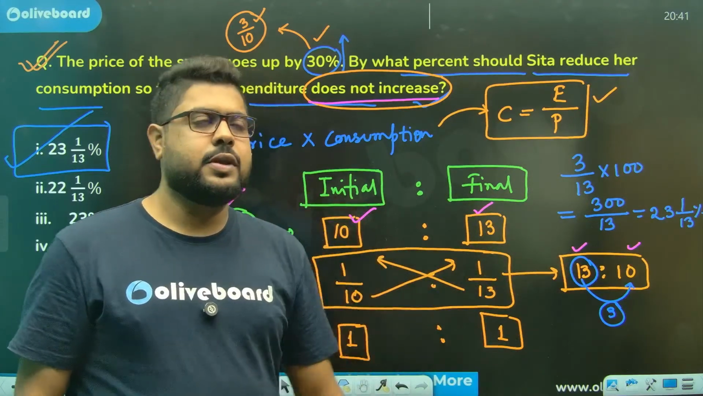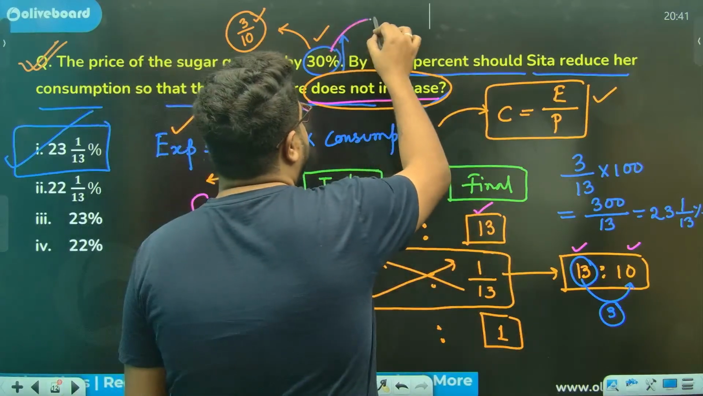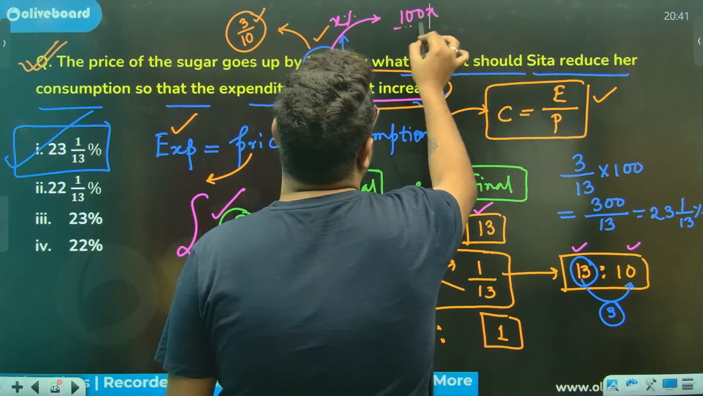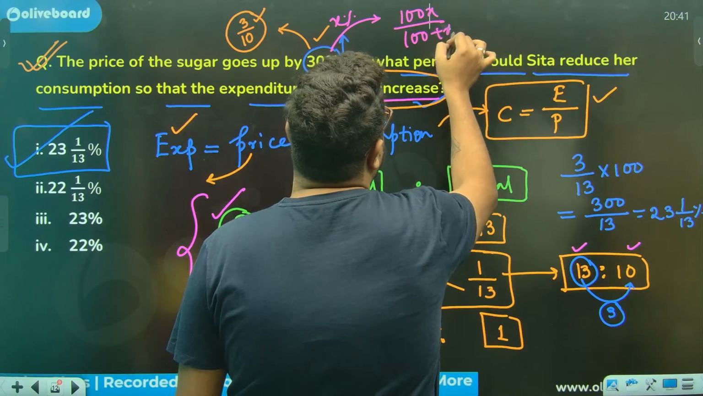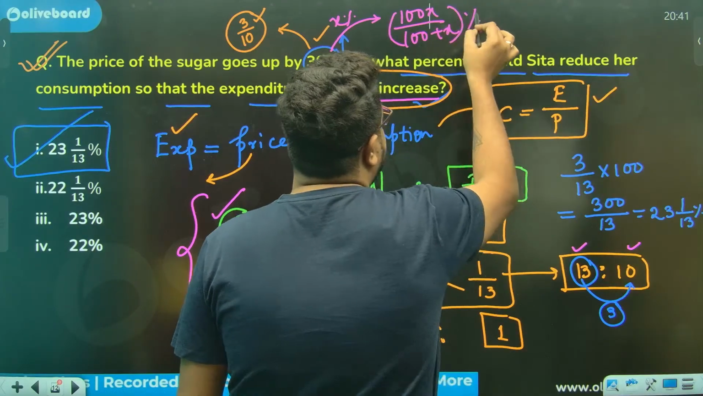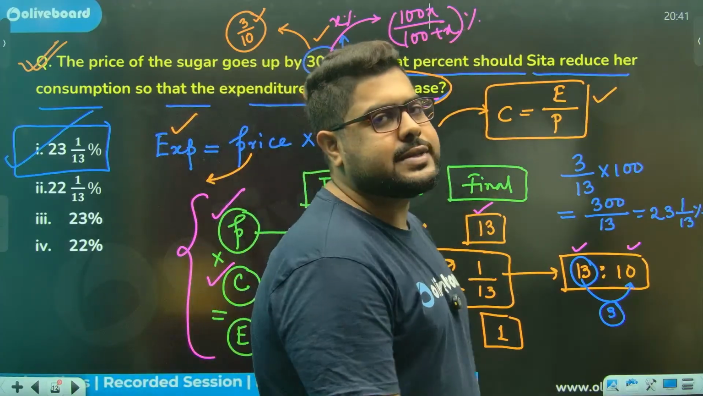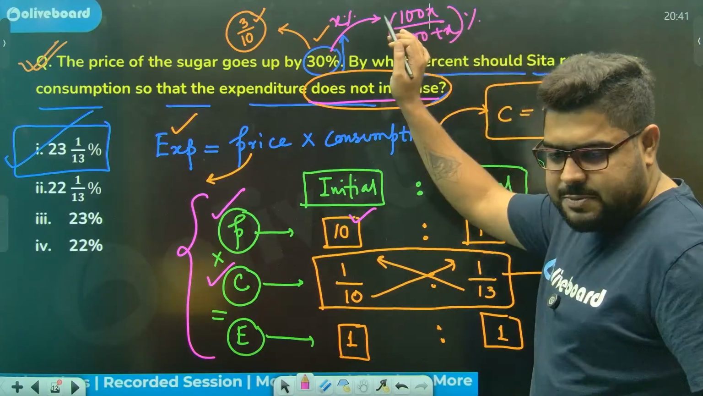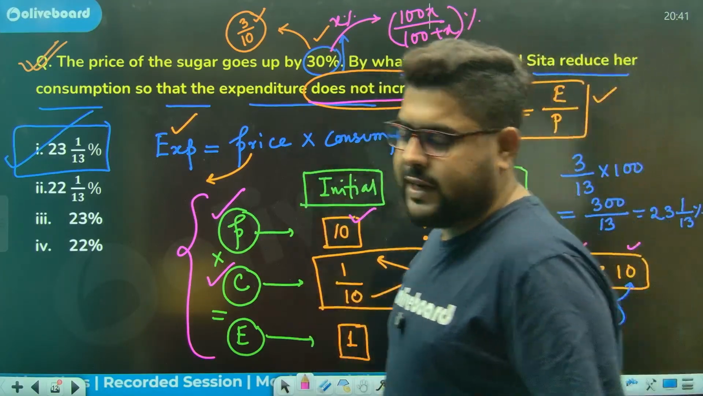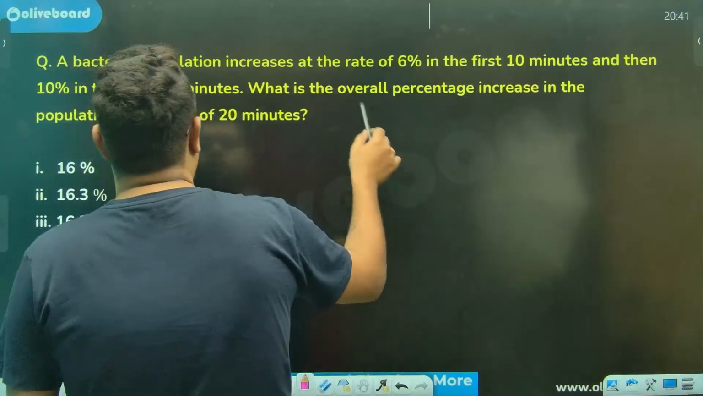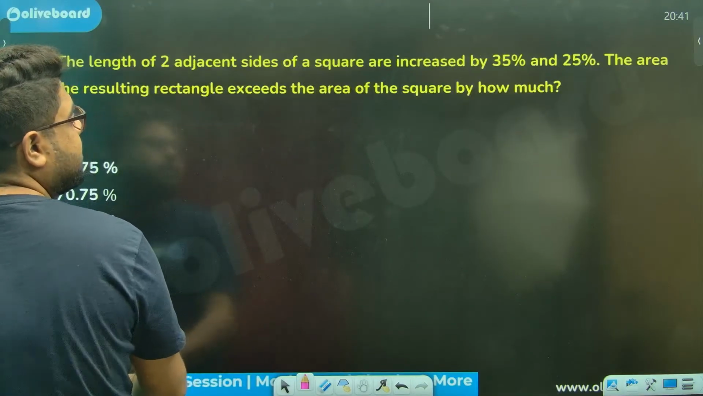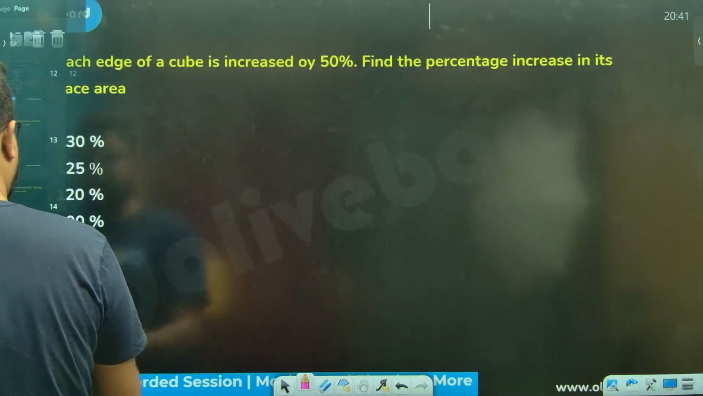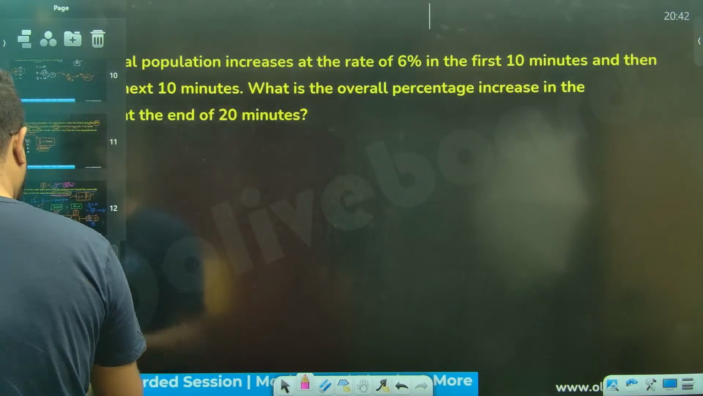You can do this. Another shortcut, sir. If price goes up by X%, the consumption comes down by 100X by 100 plus X%. Direct answer, sir. But again, these methods, I'm just telling you guys, I don't recommend. Because please understand, the next question that we'll do, they will say overall, sorry, they're not this one. Or isn't it there? Oh, it's not there. Sorry. Okay.